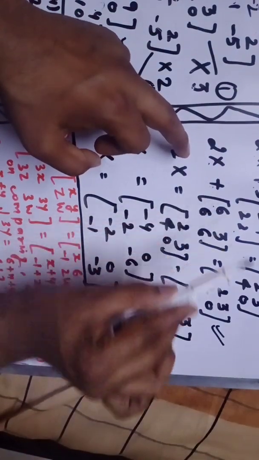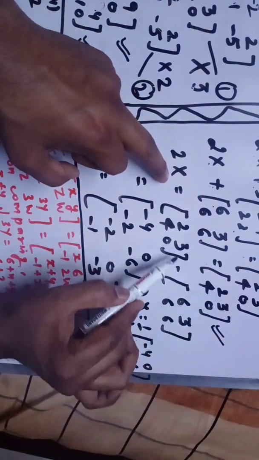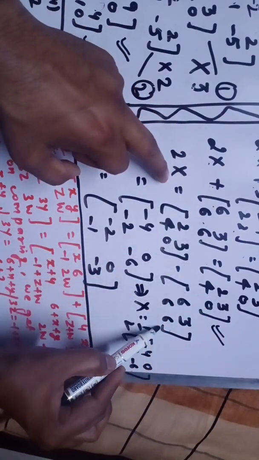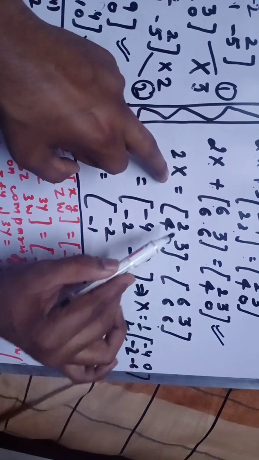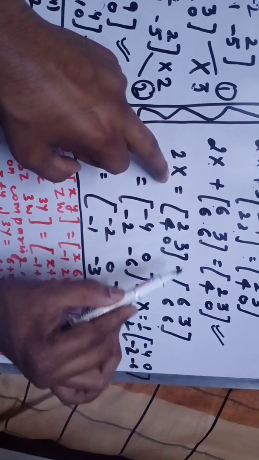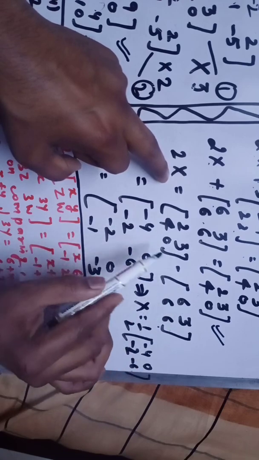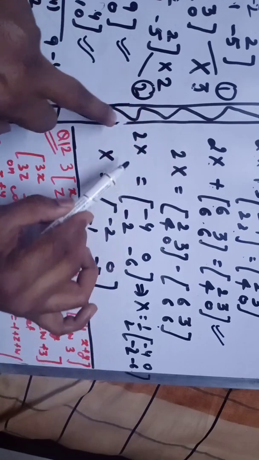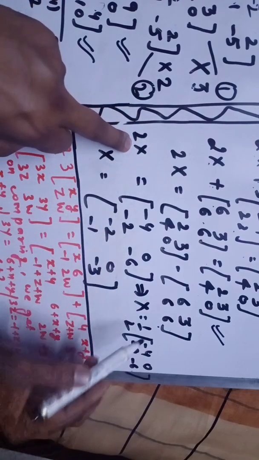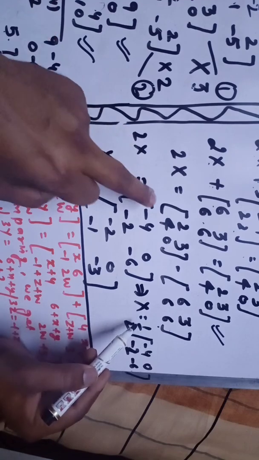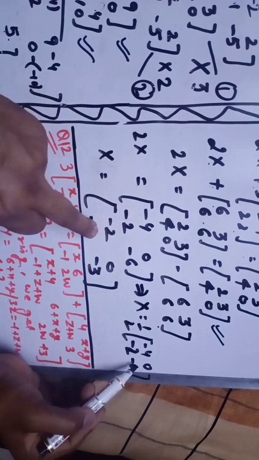So here it is positive, here it will be negative. So equals to sign this matrix minus this matrix. And similarly, now you have to subtract the two matrices. 2 minus 6, that would be minus 4. 3 minus 3, that would be 0. 4 minus 6, that would be minus 2. 0 minus 6, minus 6. So 2x is equal to this matrix, and your x is equals to this 2 will be 1 by 2 here, 1 by 2, and same matrix we are copying here.